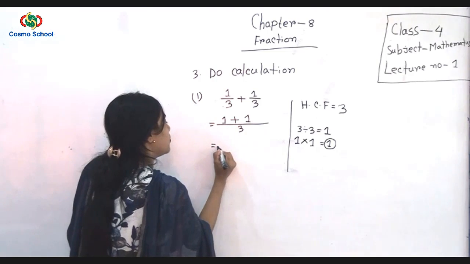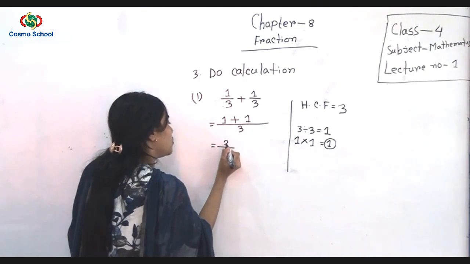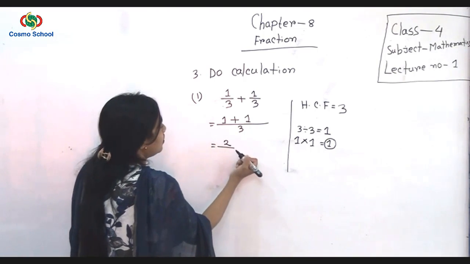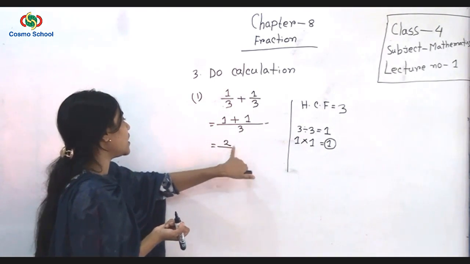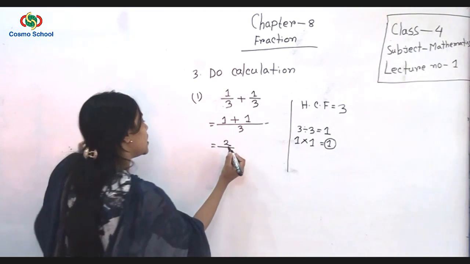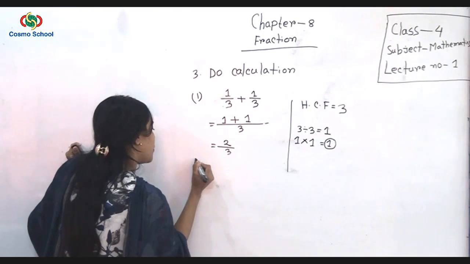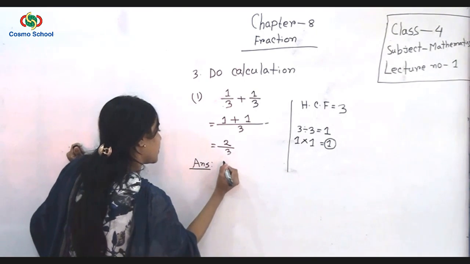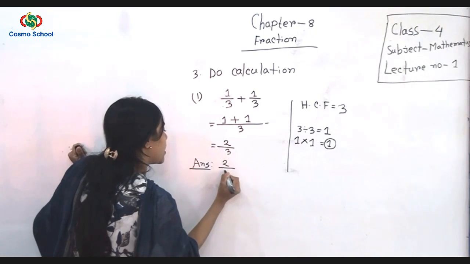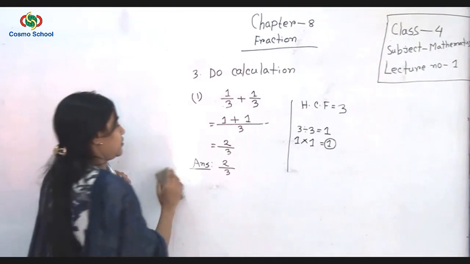Now 1 plus 1 equals to 2. 2 I can write as a numerator. This is division sign. Denominator is 3. I put it in here. So answer is 2 divided by 3.